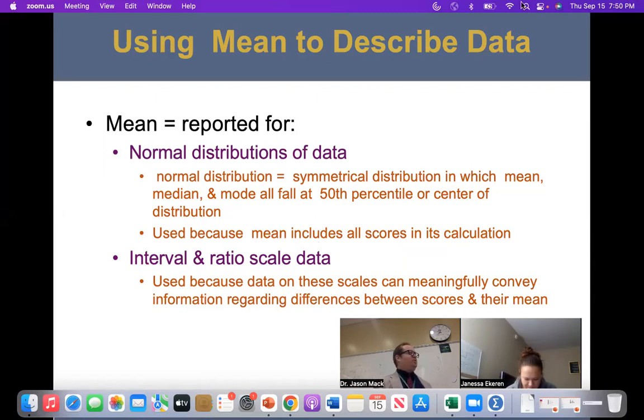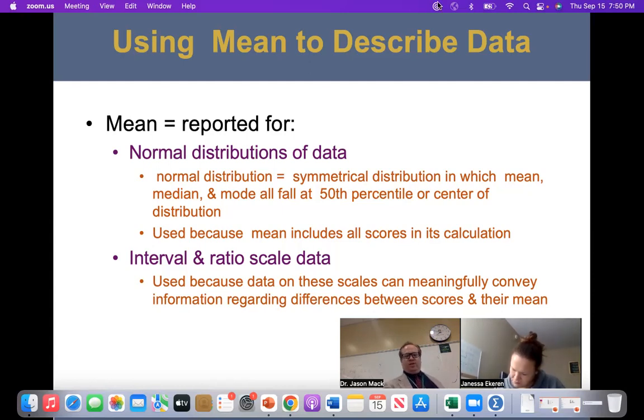So when do we use this? The mean, if it's a normal distribution, that's the thing I just showed you where the mean, the median, and the mode all fall at the very top, right in the center. We use it for interval and ratio scale data, so that we can talk about the mean. Interval and ratio data will use the mean in terms of whatever we're looking at, like a psychological lens.